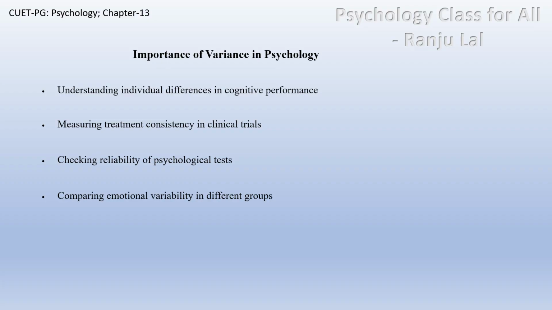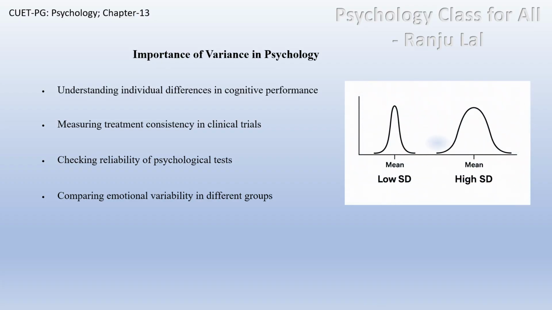For example, in a study on test anxiety, two groups have the same average anxiety score but different variations. That we can see in this picture. The first picture is showing the low SD. That means group A, or the first picture, is tightly clustered close to the mean, that is a more stable group. And the second group is highly spread out, which shows more variability in terms of responses.